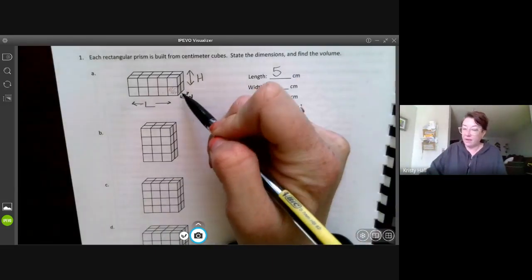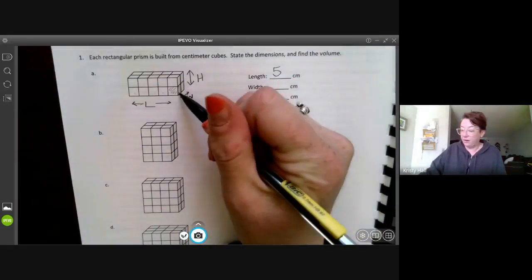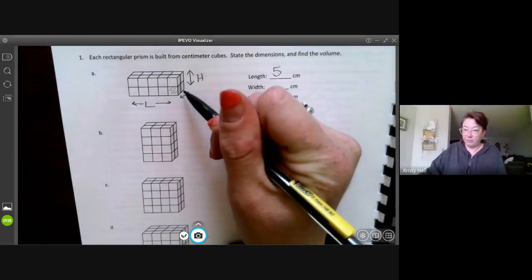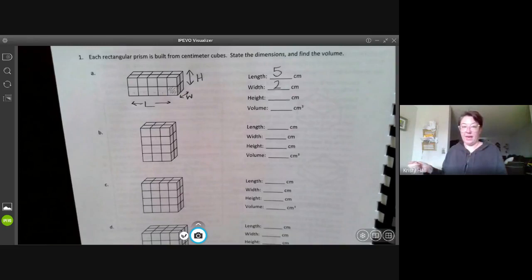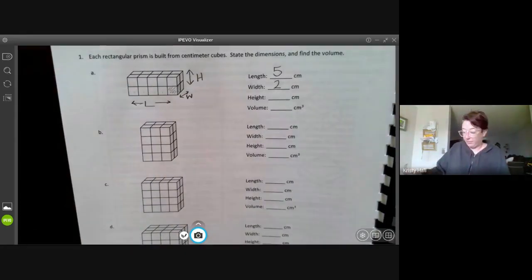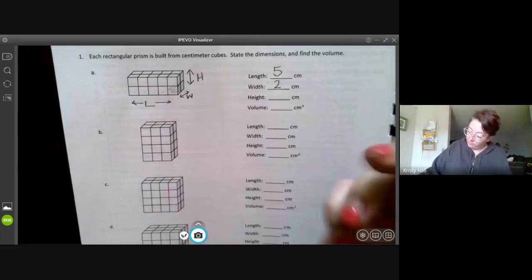How wide is it? Think of how many layers front to back. 1, 2 on this side. And the height is how tall is it? So how many layers are there top to bottom? 1, 2.